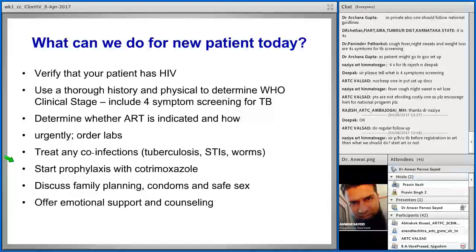So that is adherence from the patient side, and adherence from the provider side. You also need to be patient and understanding. You need to explain in a way they understand, and then they are equipped to take their own decisions. Offer emotional support and counseling.